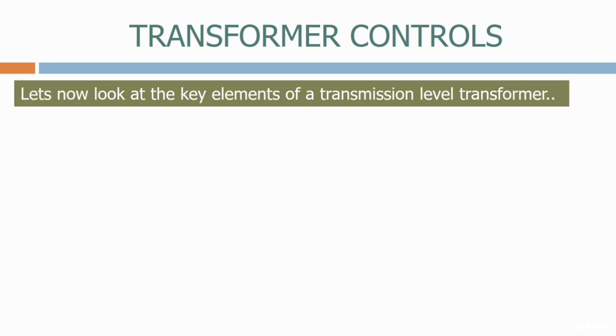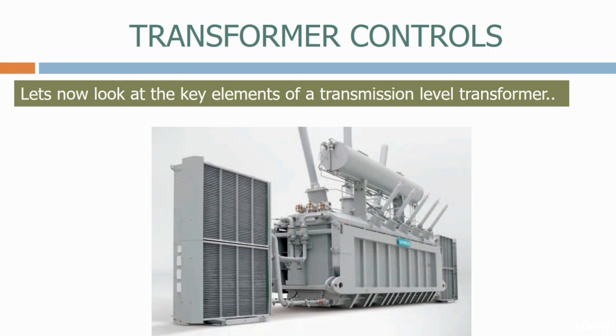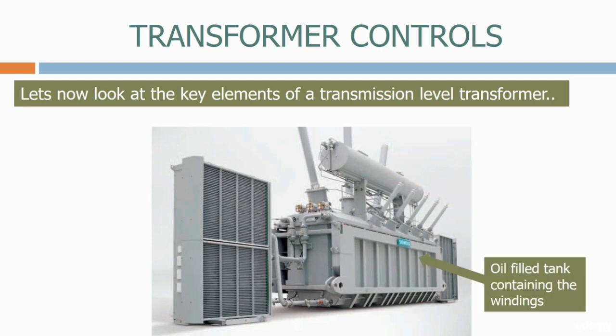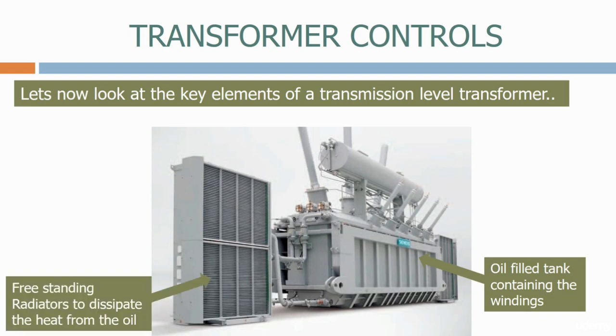Let's now look at the key elements of a transmission level transformer. Transmission level transformers are obviously a lot bigger than distribution transformers. The central item is the oil-filled tank which contains the windings. Because the transformer has a much higher capacity, we need free-standing radiators to dissipate the heat from the oil. We have an oil conservator, which is a tank on top of the transformer that allows any gas created inside the transformer to escape and allows for expansion and contraction of the oil as the transformer warms up and cools down.